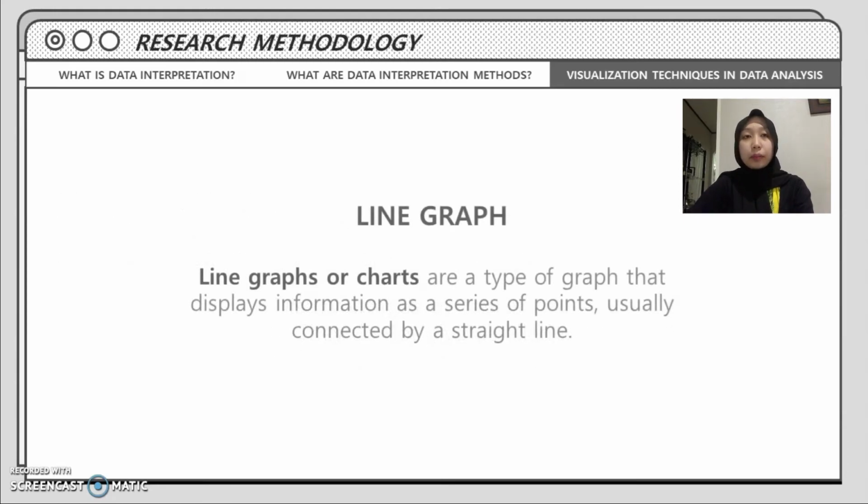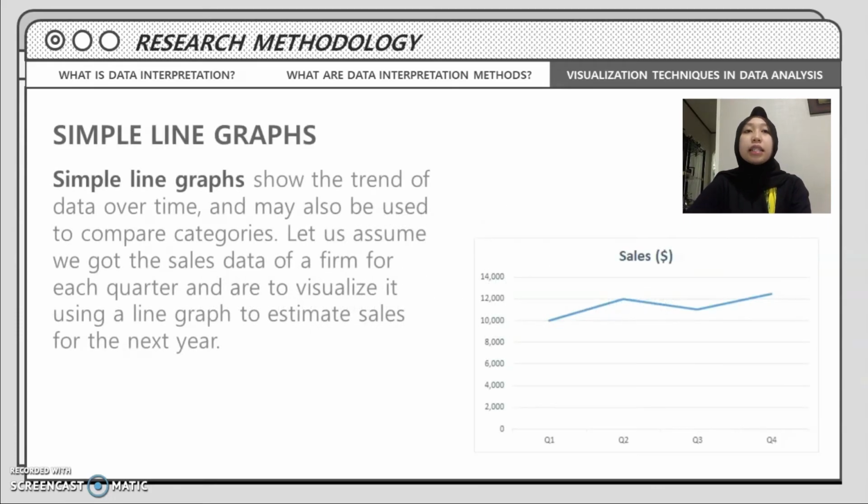Last, line graph. Line graphs or charts are a type of graph that displays information as a series of points usually connected by a straight line. Some of the types of line graphs are: first, simple line graphs. Simple line graphs show the trend of data over time and may also be used to compare categories. Let us assume we got the sales data of a firm for each quarter and are to visualize it using a line graph to estimate sales for the next year.